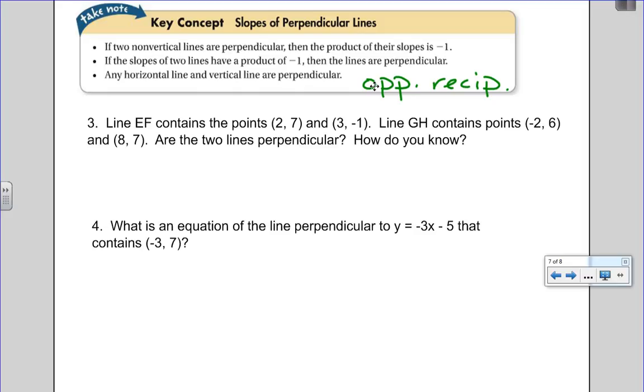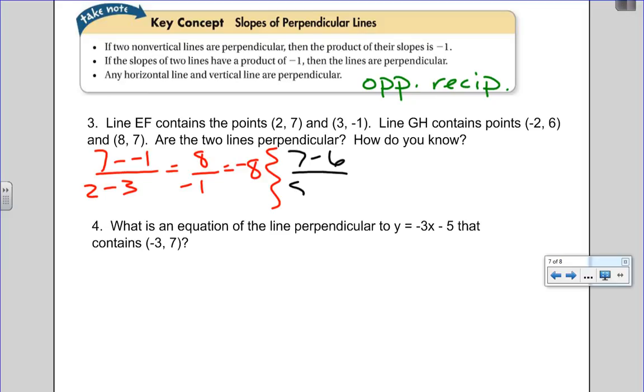All right, line EF contains the points 2, 7 and 3, -1. Well, let's find the slope of that, because we're going to see if the next 2 points have a slope that's parallel or perpendicular. 7 minus -1 over 2 minus 3. You could have done -1 minus 7 and 3 minus 2 if you haven't caught on to that yet. That's 8 over -1, so that's -8. This one over here, we have 7 minus 6 and 8 minus -2, which is 1/10.